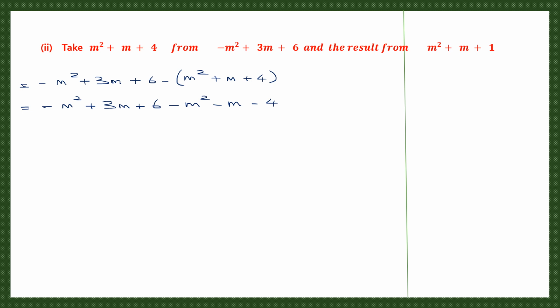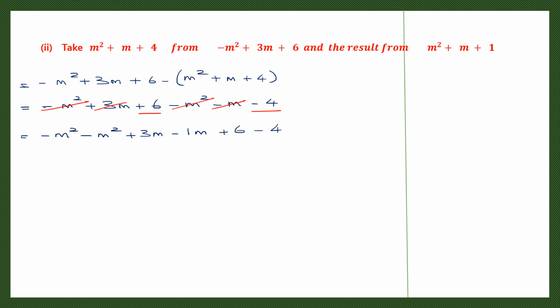So let's get the like terms together. So here we have minus m square and again minus m square. So let's write that. So that becomes minus m square minus m square. Now let's look at the m. So here we have plus 3m and minus m. So let's write that plus 3m minus 1m. Then we have the numbers plus 6 and minus 4. Let's write that plus 6 and minus 4.